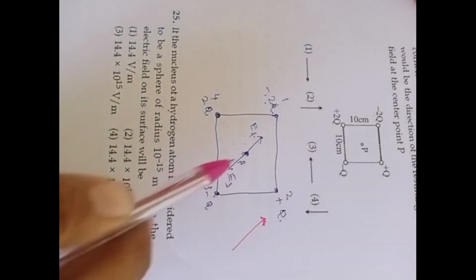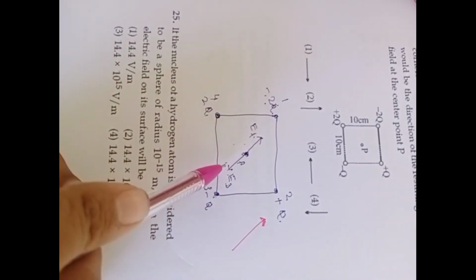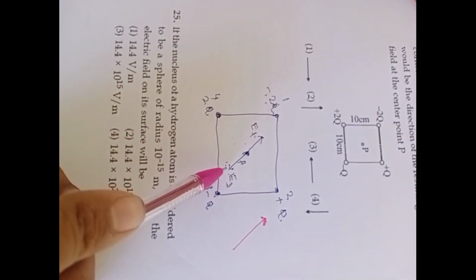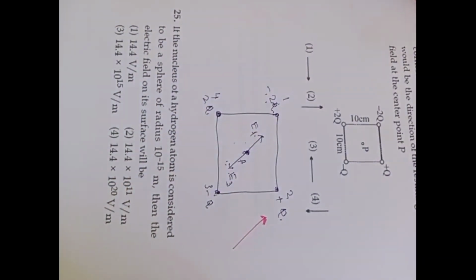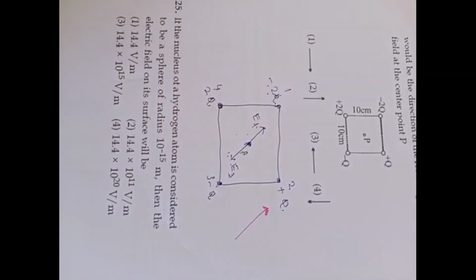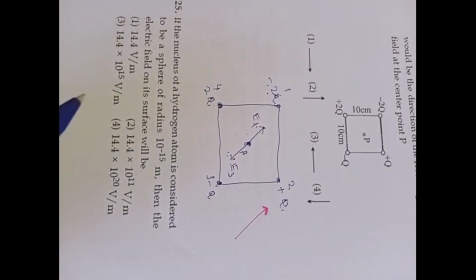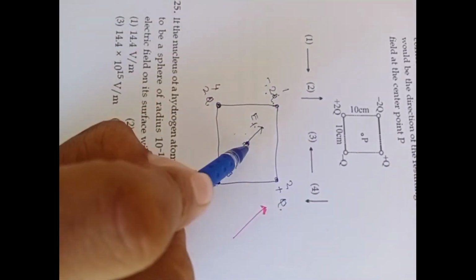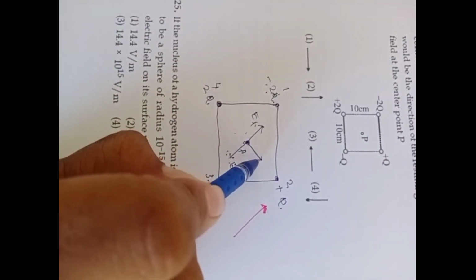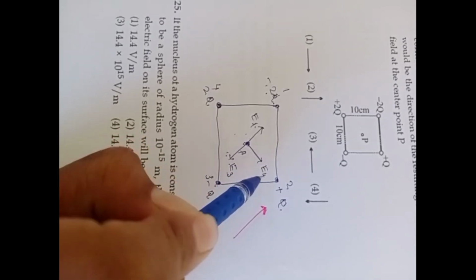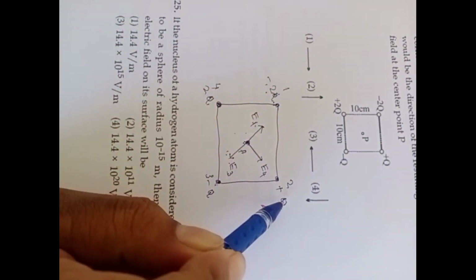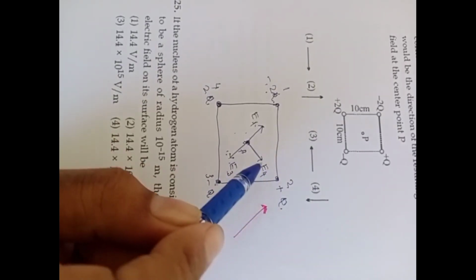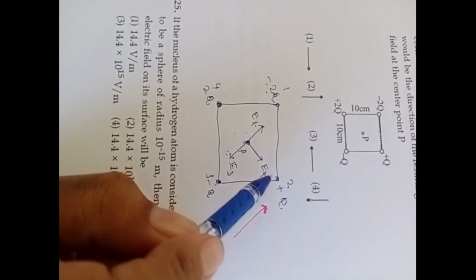The point is clear? E1 and E3. E1 is more, E3 is less. So it will be in this direction. In the same way, for this charge here, the field will be like this. Because it is a positive charge, the field will be in the opposite direction.